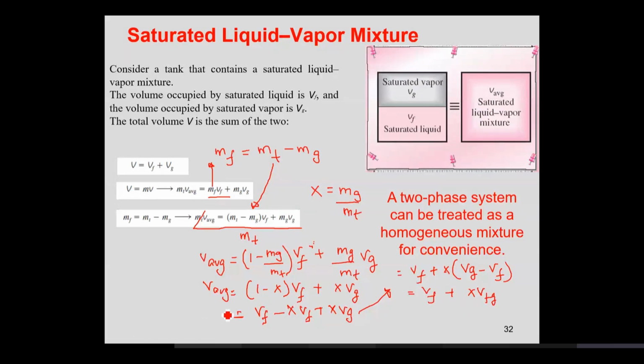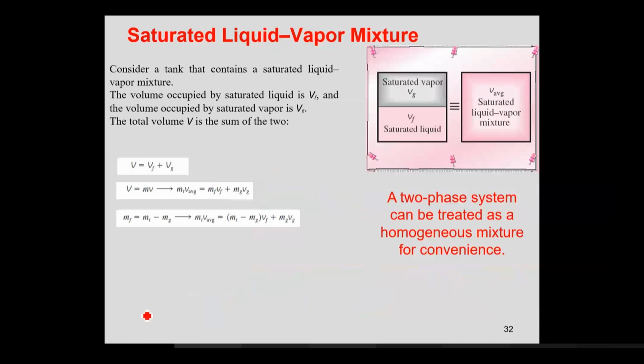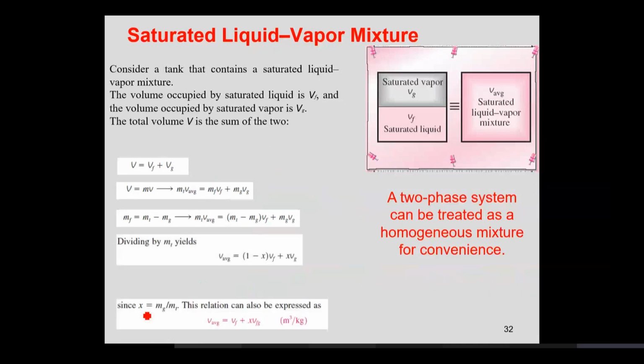So if I summarize it, you'll have this expression for the average value. That means the average value is Vf plus x multiplied by the difference between the saturated vapor and saturated liquid, Vfg. Clear enough? Yes, sir. Now, if I rewrite this equation and make x the subject of the formula, I can write it as V average minus Vf over Vfg. This is how I can express x.